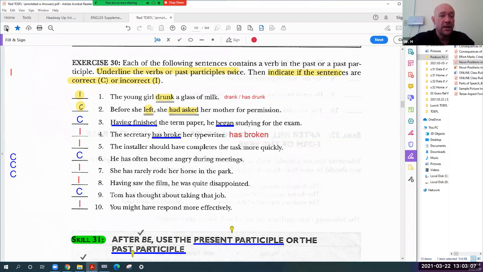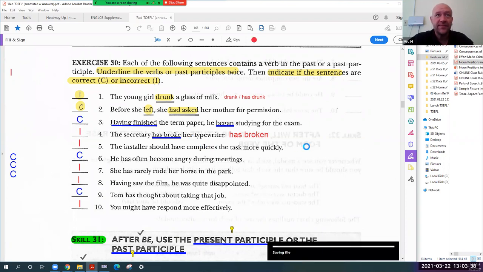Okay. All right. How about, let's see, Osama Alamari. What about number five? I think it's incorrect. Why? Where's the problem? Completes. Okay. What should it be? Completed. Completed. That's right. We want verb three, don't we? Okay. Verb three. Completed.